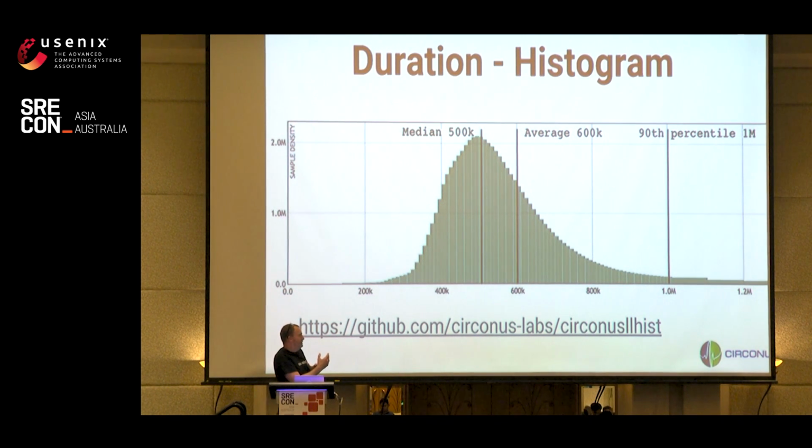Now that doesn't tell you what's to the right of that value. I could have other samples way out there at 100 million, but I can still have 90% of my existing samples below that value.